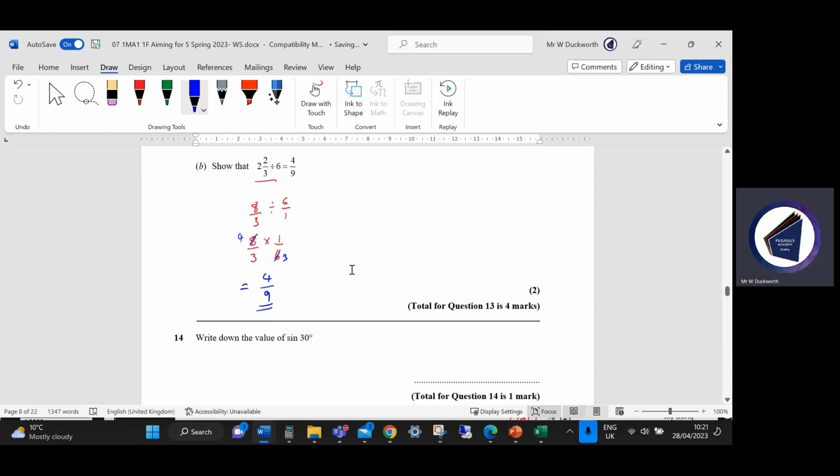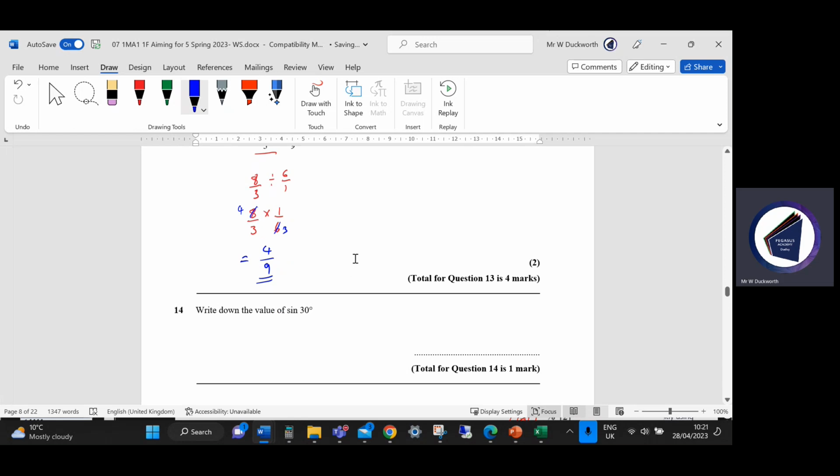Write down the value of sine 30. So if you can't remember sine 30, it's found by looking at, in effect, an equilateral triangle. That would have been, let's say 2, 2 and 2. All 3 angles would be 60 degrees. We drop a perpendicular. That length is now 1, and then that would be a 30-degree angle.